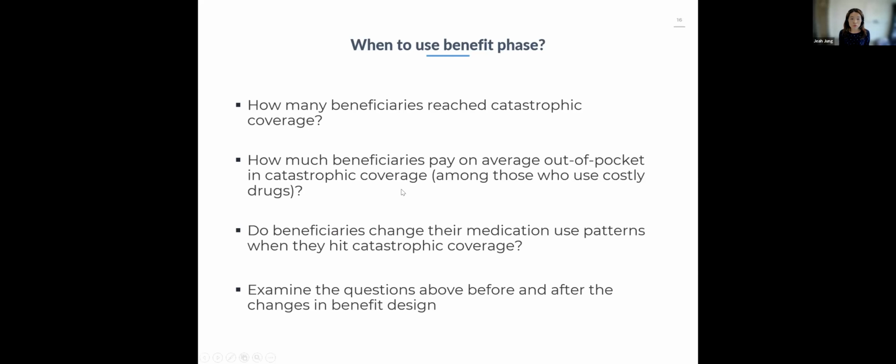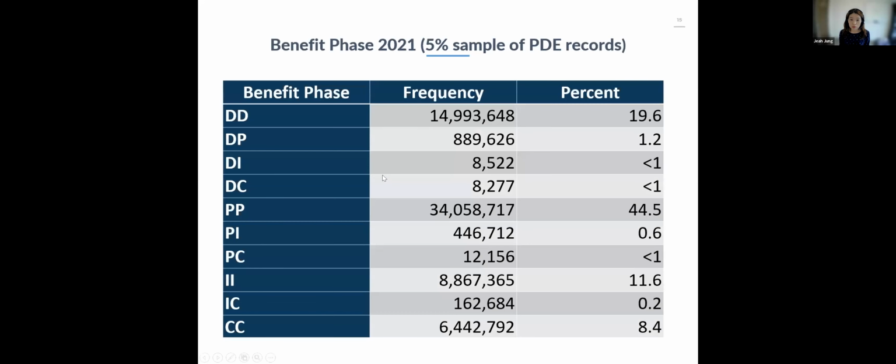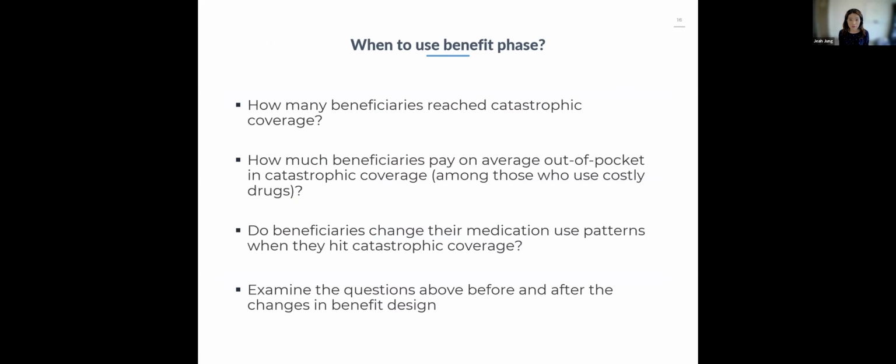And also, catastrophic coverage by definition means the cost sharing on the patient side should be low. However, these days the drugs are really expensive. So how much do they actually pay out of pocket during this specific catastrophic coverage benefit phase? In order to answer these questions, you have to select PDE records that have C in either the first or second visit, right? And that tells you that they are in the catastrophic coverage phase.